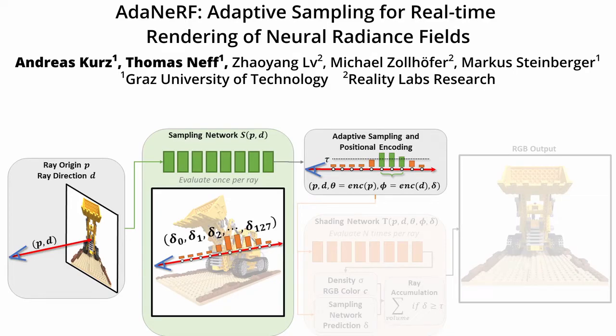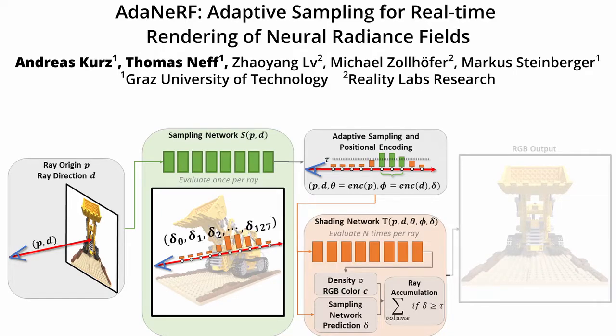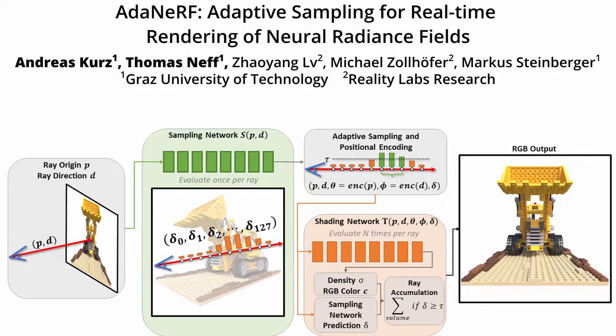By thresholding the importance, we reduce the number of samples evaluated by the shading network, which is run once for each sample. Relying on accumulation along the ray, we can set up an end-to-end training scheme. AdaNeRF is the first neural rendering method that enables different sample counts for each individual ray without an additional data structure, placing samples where they are most needed.